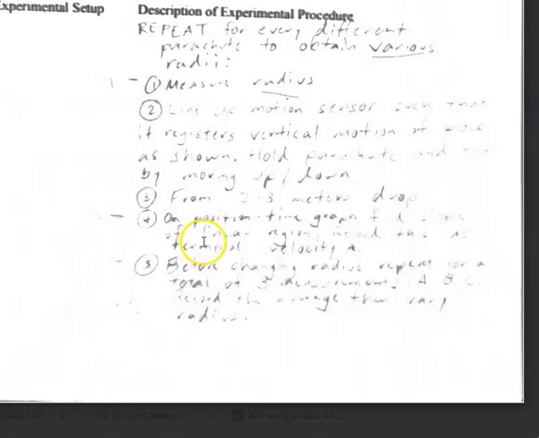graph, and then you need to make sure, this is one part that I forgot to do, you need to say whatever I get, I'm going to repeat it multiple times for the same radius. And that's it. Just really pay attention to those parts.